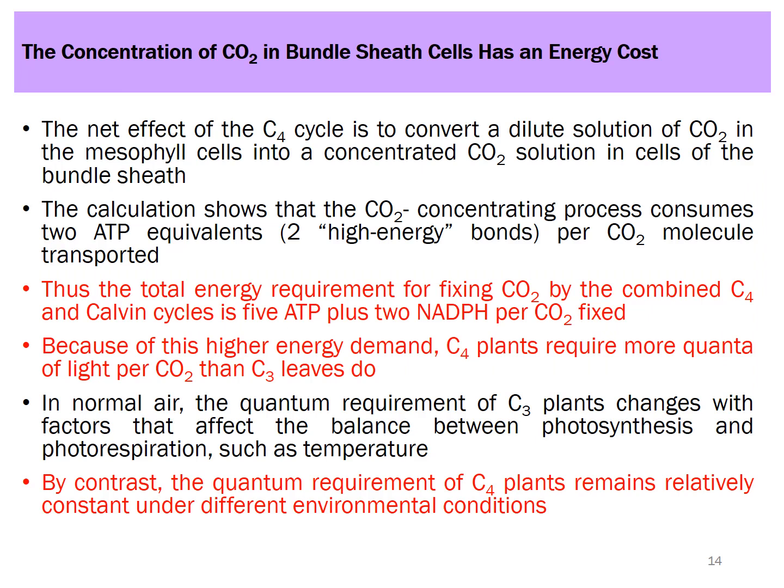The concentration of carbon dioxide in the bundle sheath cells has an energy cost. The net effect of the C4 cycle is to convert a dilute solution of carbon dioxide in the mesophyll cells into a concentrated carbon dioxide solution in the cells of the bundle sheath. So studies with the PEP carboxylase deficient mutant of Amaranthus edulis clearly showed that the lack of an effective mechanism for concentrating carbon dioxide in the bundle sheath markedly enhances photorespiration in the C4 plant.